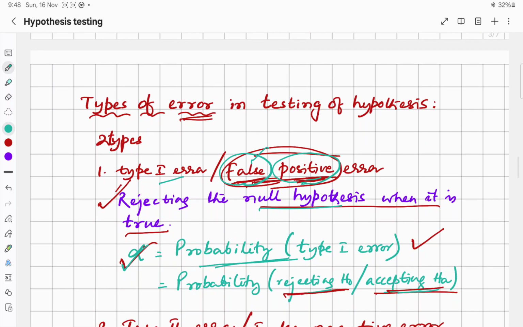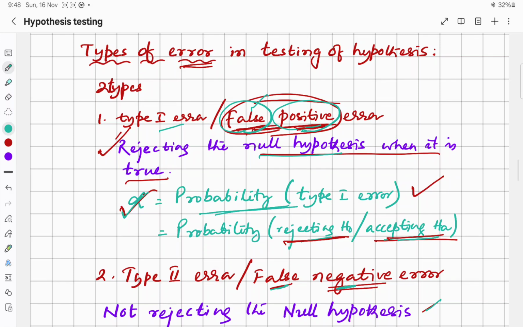So during the testing of hypothesis, we can come across two types of error, type 1 error and type 2 error. Type 1 error is also called the false positive error. Why? Because in actual, the null hypothesis is true, but we have rejected it. So it is called false positive error.